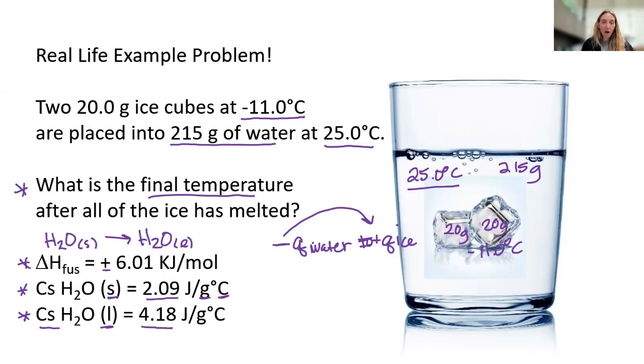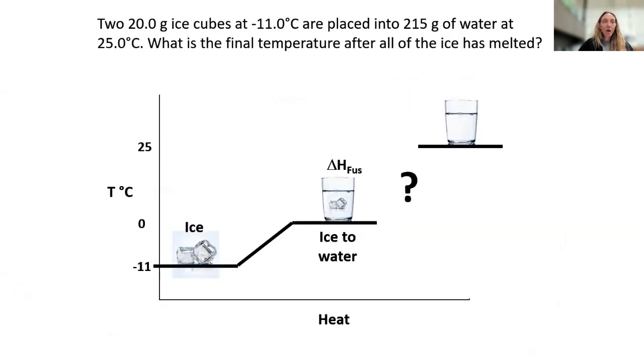And so we have to think about what actually is happening in the system so that we can mathematically tackle this problem. Okay, and so I have put it all on this graph for us. So we have our water up here, 215 grams of water, and it's going to start right up here at the temperature of 25 degrees. And we have our ice down here at negative 11 degrees, and we have 2 of those ice cubes. So that's 40 grams of ice.